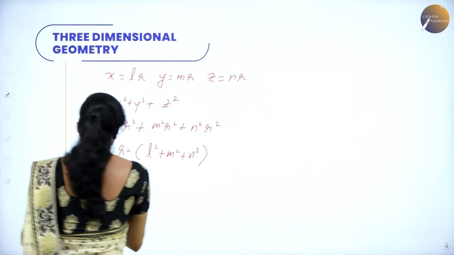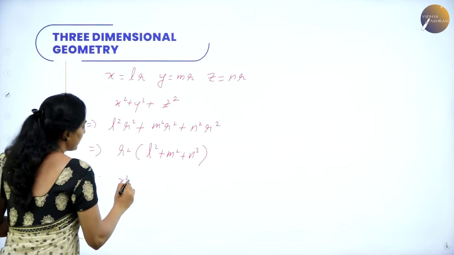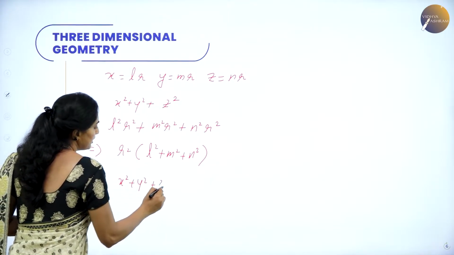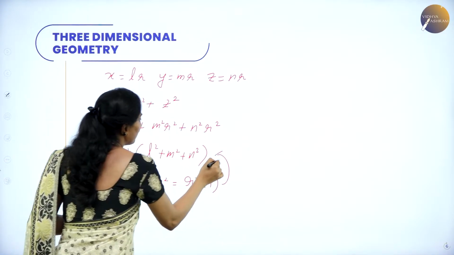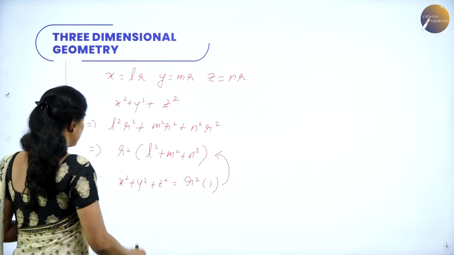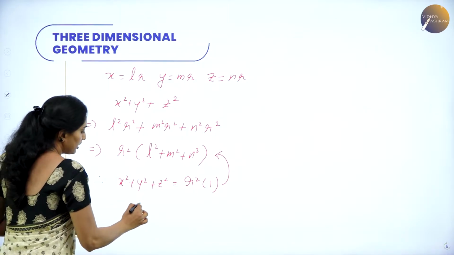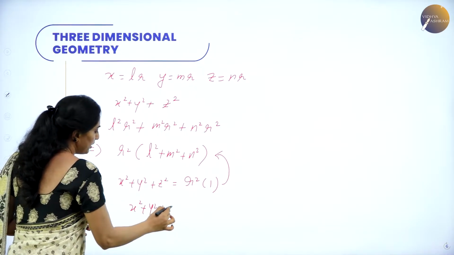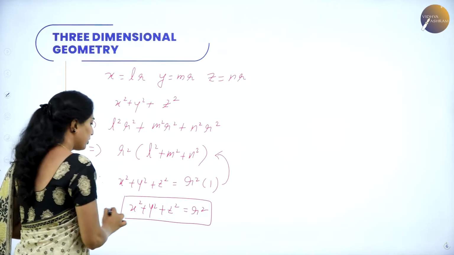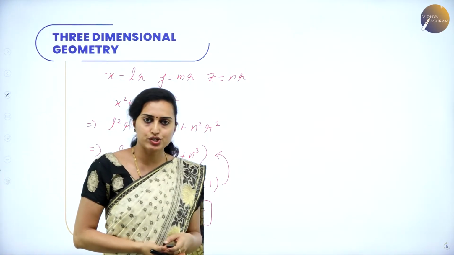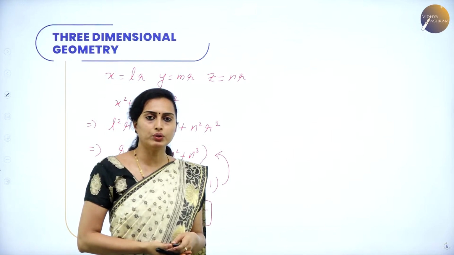So you can write it as: therefore x squared plus y squared plus z squared is equal to r squared into 1, where 1 is nothing but l squared plus m squared plus n squared. Otherwise we can write it as x squared plus y squared plus z squared is equal to r squared. This is a standard result. Understood? So this is what you are going to have.